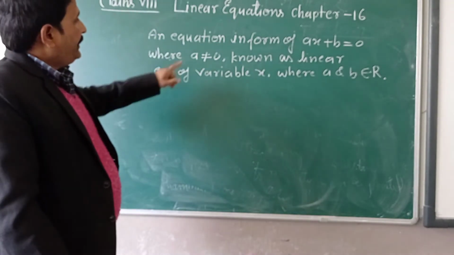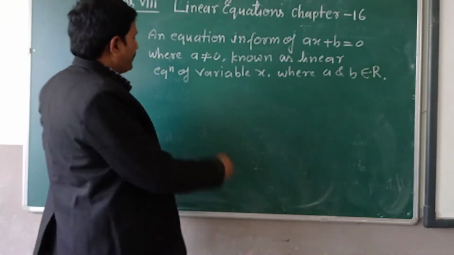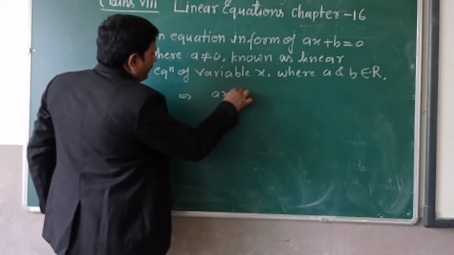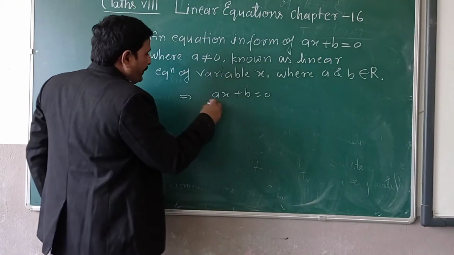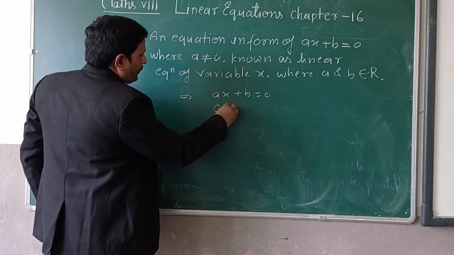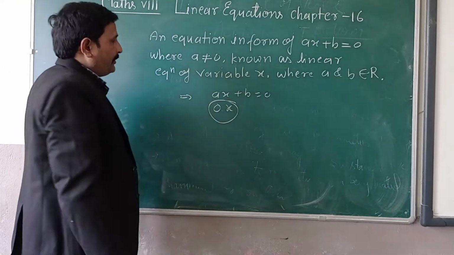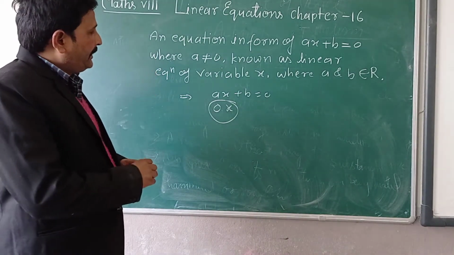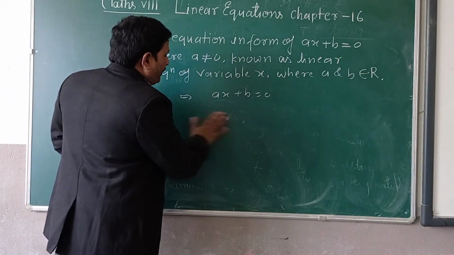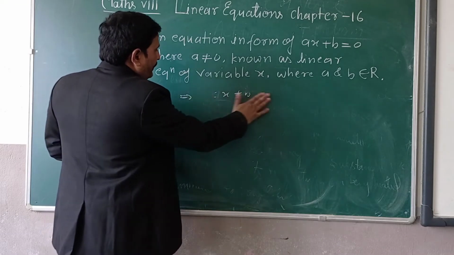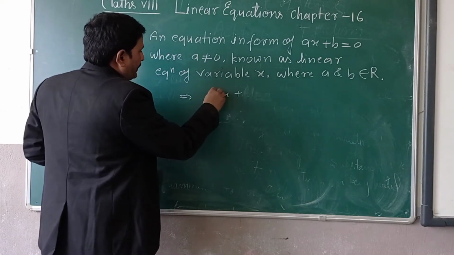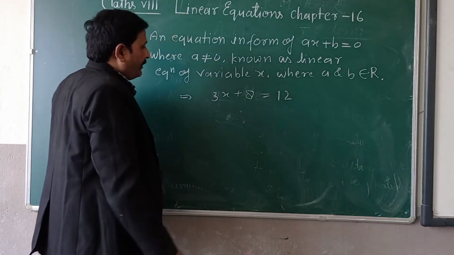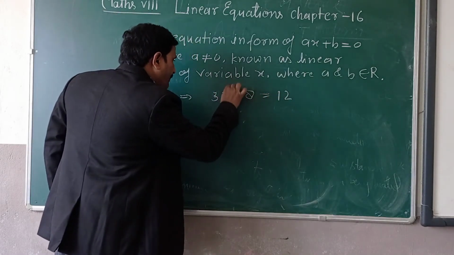See that if a will be 0, suppose this equation ax plus b is equal to 0, if a value will be 0, then the whole term value will be 0. So it is not linear. Next question, why is it linear? Because of the variable power. As an example, 3x plus 8 is equal to 12. See that the variable power is 1.